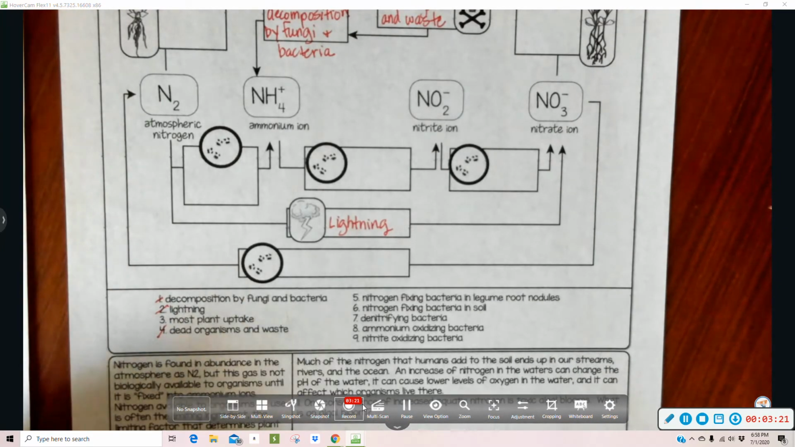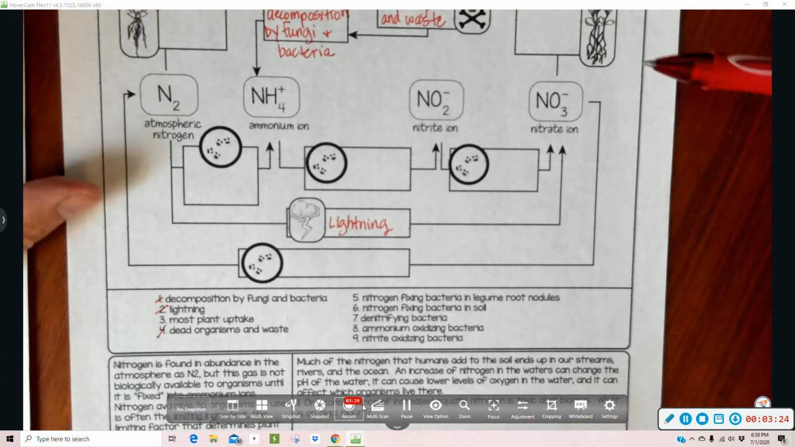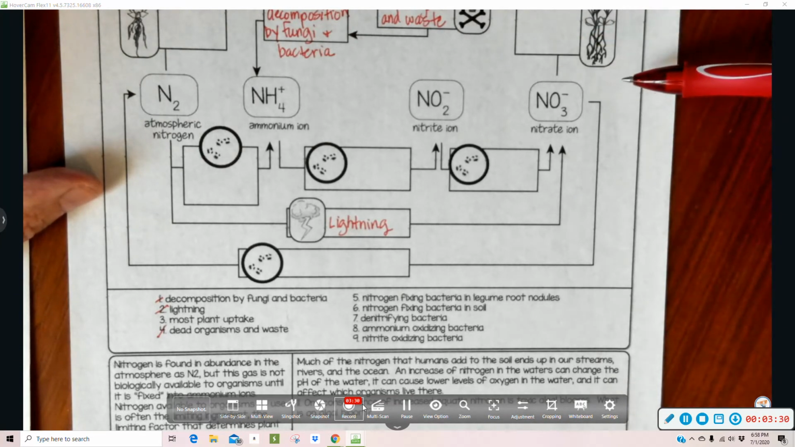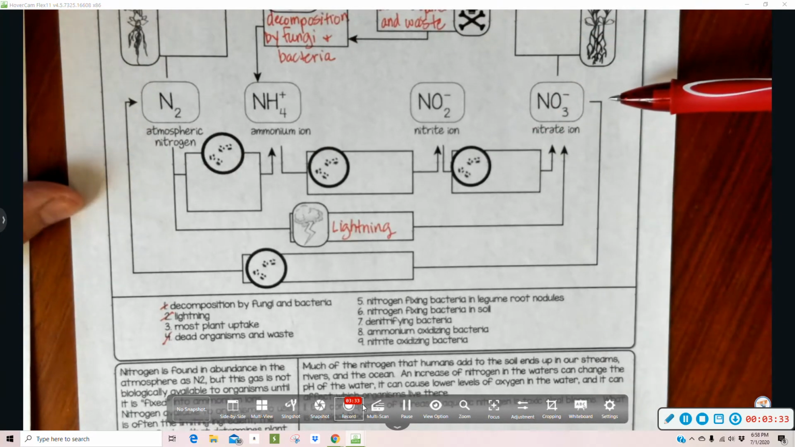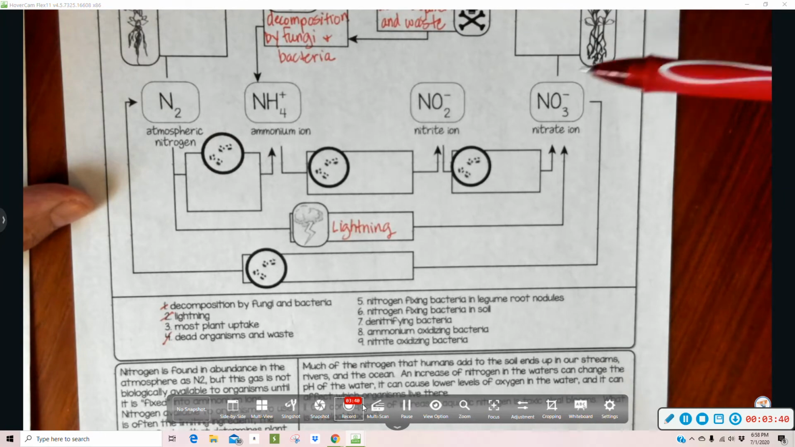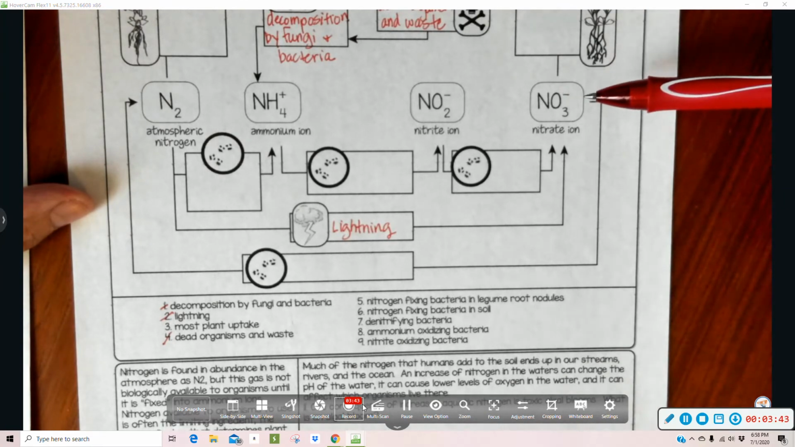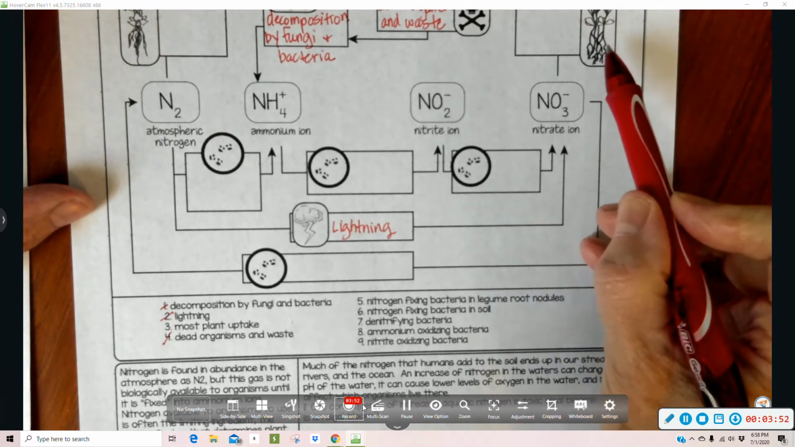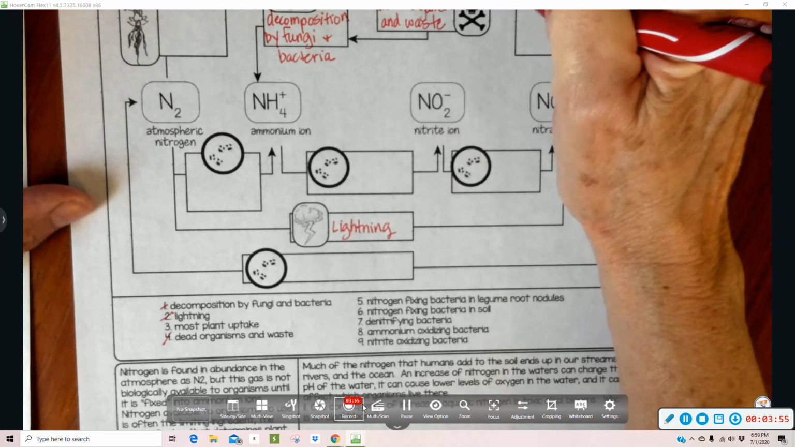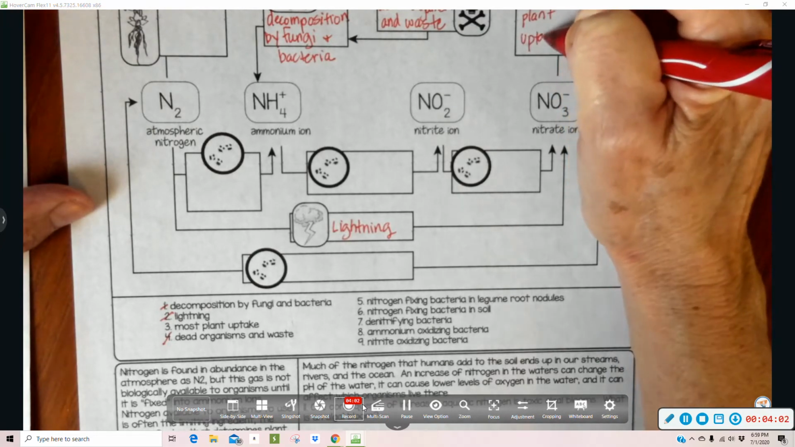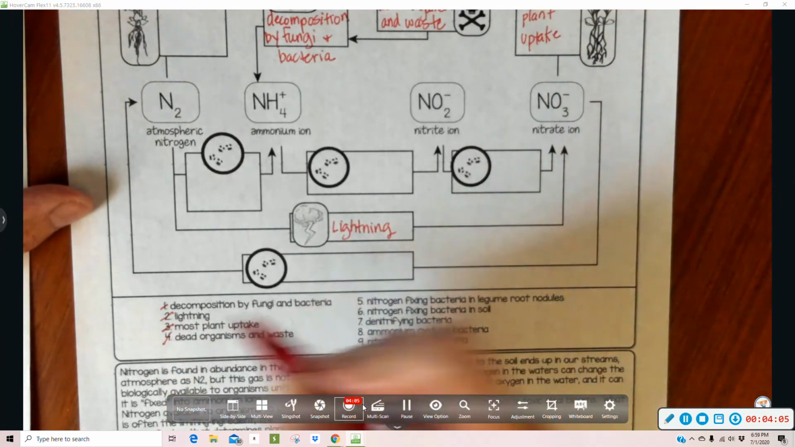Alrighty, so let's think about what plants do. Plants take up nitrogen that has been fixed by bacteria. If it doesn't get fixed by bacteria or lightning, they can't use it. So those two things, the bacteria in the soil and the lightning, are really important. It seems odd because they seem to have nothing in common, but they do perform nitrogen fixation. So we'll put right up here, most plant uptake, and we can cross out number 3.